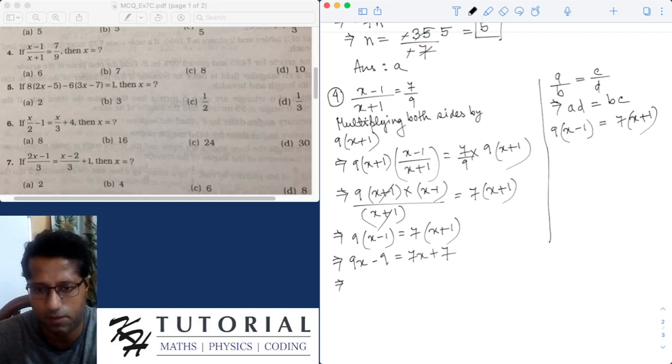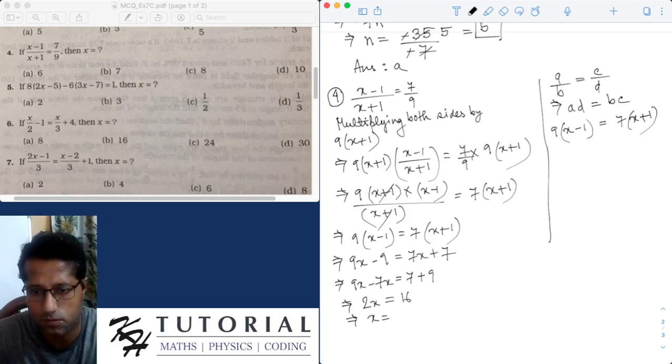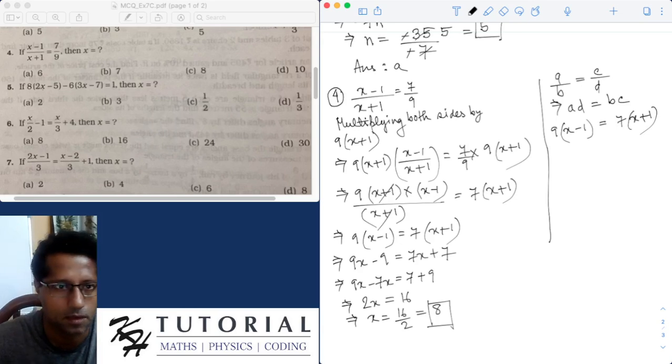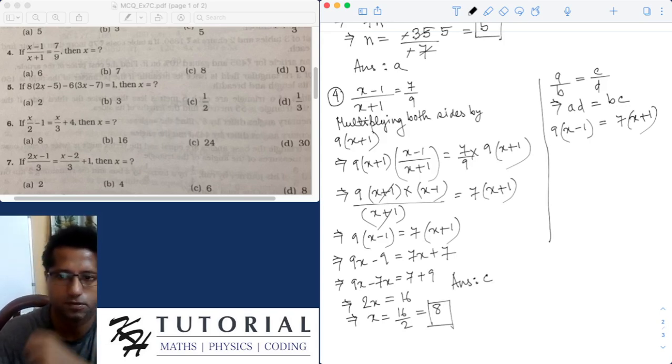Now I will bring all the variable terms to the left hand side and all the constant terms to the right hand side, and this becomes 9x minus 7x equals 7 plus 9. This implies 9x minus 7x is 2x and 7 plus 9 is 16. So 2x equals 16, we got. This implies x equals 16 by 2, that is 8. So 8 should be the answer. Okay, so the answer is choice C.